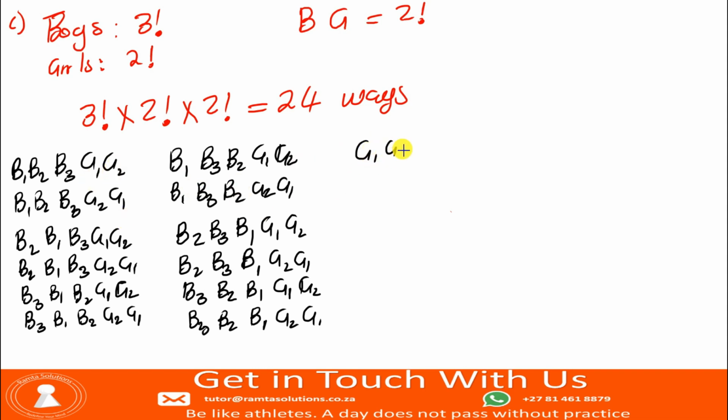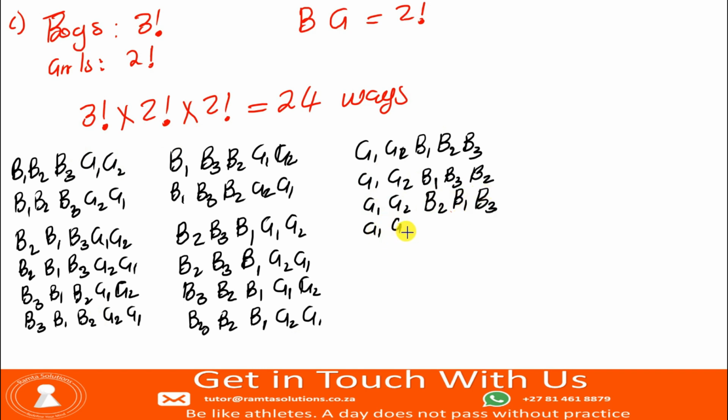So we can have girl 1, girl 2, boy 1, boy 2, boy 3. We can have girl 1, girl 2, boy 1, boy 3, boy 2. My mistake, let me fix this. So this is tedious, guys. Remember, I said it's important to have formulas. One of the reasons you are doing mathematics is to avoid doing this and just do this. So we have girl 1, girl 2, boy 2, boy 1, boy 3; girl 1, girl 2, boy 2, boy 3, boy 1; girl 1, girl 2, boy 3, boy 1, boy 2; girl 1, girl 2, boy 3, boy 2, boy 1.